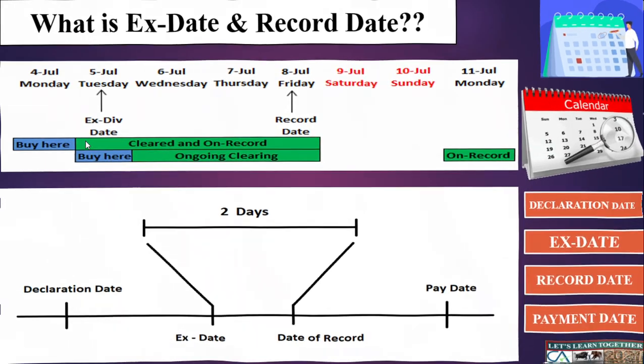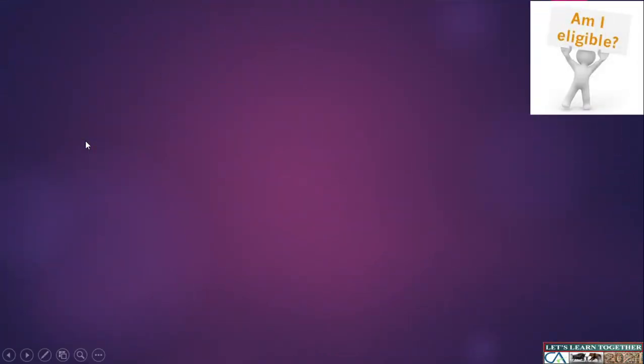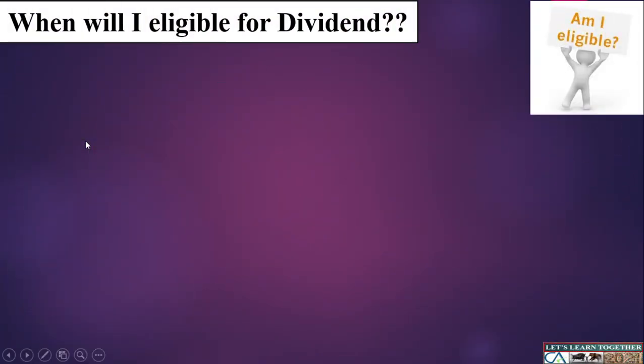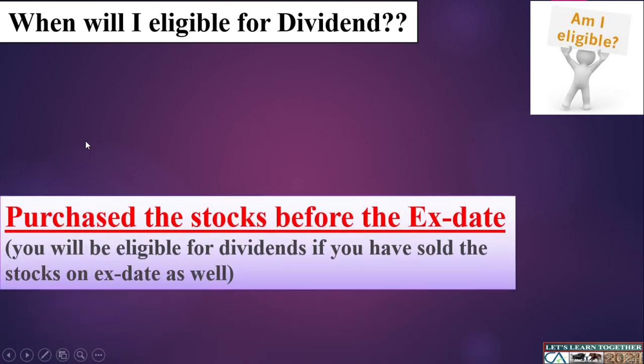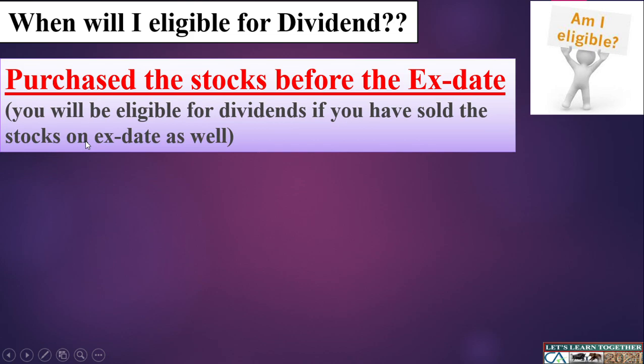Fine. And the main thing is eligibility. Most of the investors who are beginners get confused with respect to eligibility. Let me make it so simple. To be eligible for the dividends, you need to have purchased the stocks before the ex-date. So simple. Let me remind you once more.